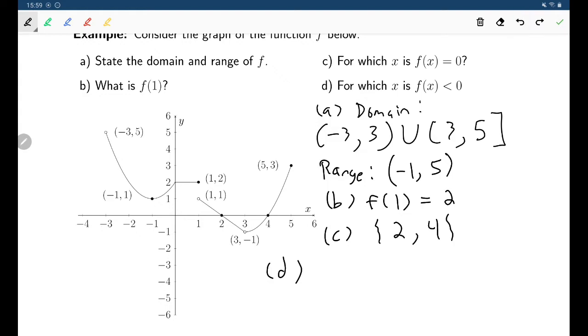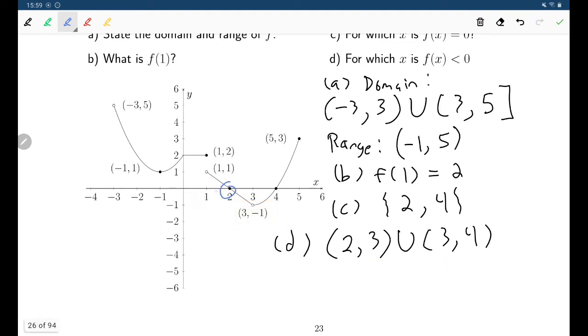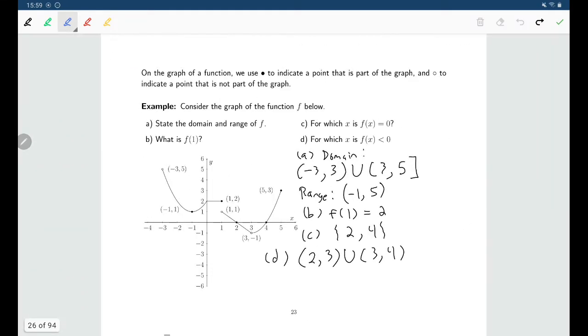So for which values of x is f of x less than 0? Everybody from 2 to 3, not including the 2, not including the 3, and everybody from 3 to 4, not including the 3, not including the 4. So the 3 was not included because that's not a point that's on our graph. The 2 was not included because that's where we're equal to 0, not less than. The 4 was not included for the same reason. That's where we're equal to 0, not less than. So where is f of x less than 0? Between 2 and 3, and also 3 and 4.